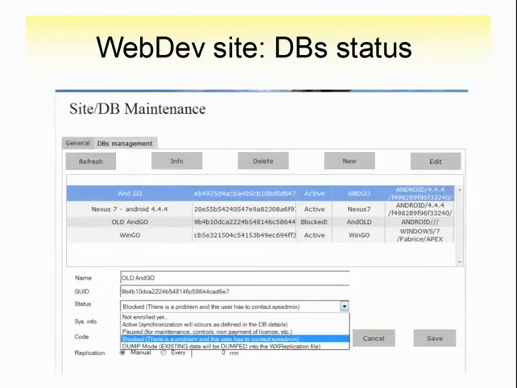Here, I show you the same screen, but I open that status combo so that you can see the different statuses that are available. Not enrolled yet. A client has asked to replicate. Up till now, it is not authorized. Active. Synchronization will happen every time the client is asking for it.